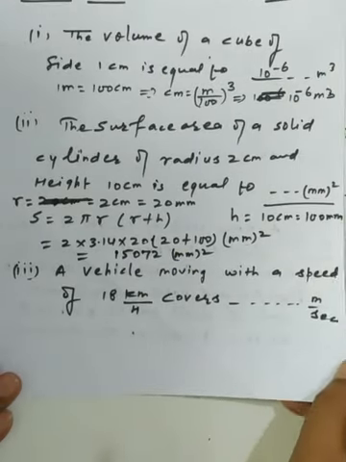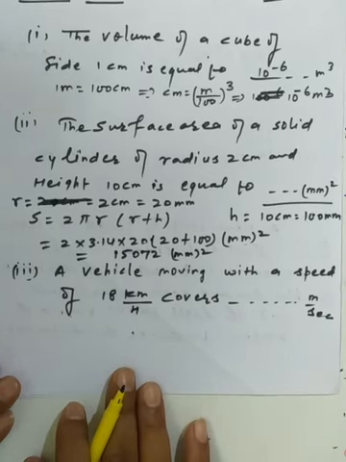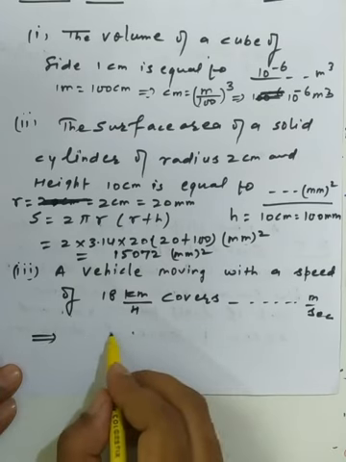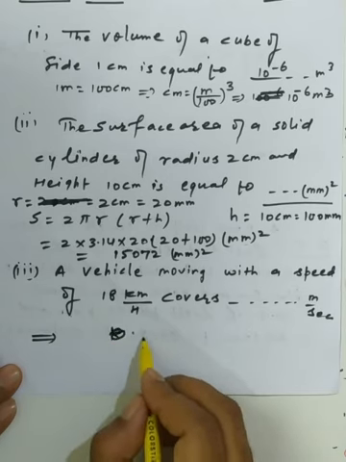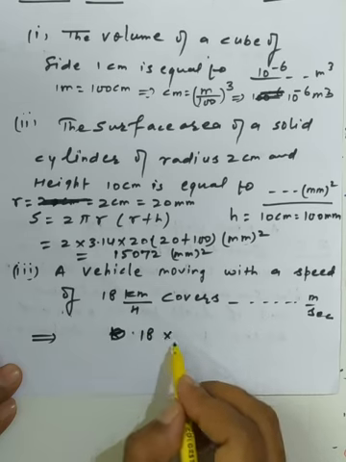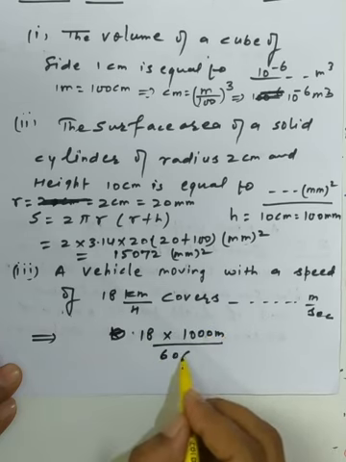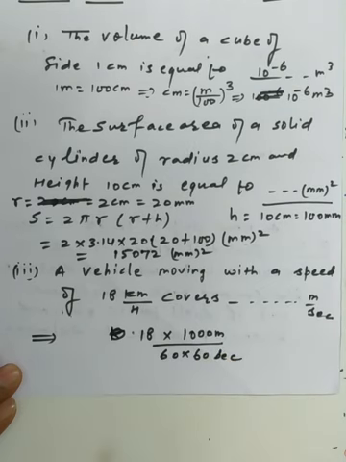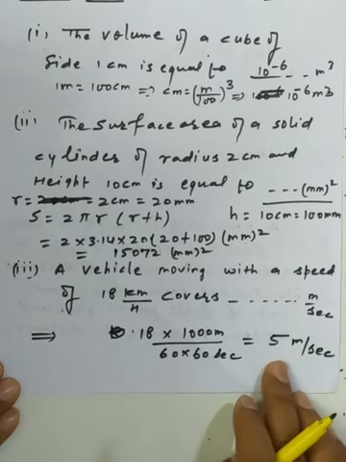Now next is given: a vehicle is moving with the speed of 18 kilometer per hour, and how many is that in meter per second? It's a generalized problem. You must make the conversion of the kilometer per hour. As we take the kilometer, that means 1000 meter, and the hour, that is 60 into 60 seconds. When we solve this fraction, we get 5 meter per second.